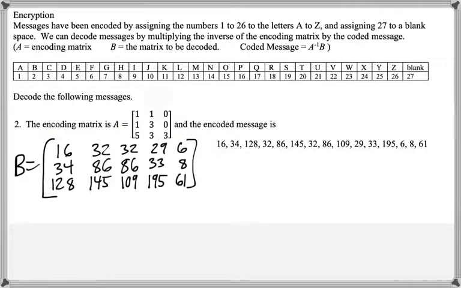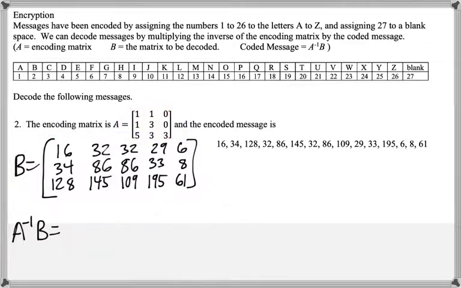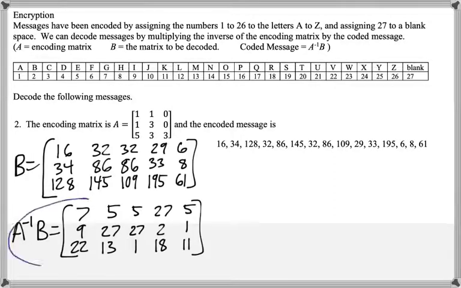And then to decode the message, we need to calculate A inverse times B. So type this into matrix A on your calculator, this into matrix B on the calculator, and then type in A inverse times B. So this is what we should get, and these numbers are going to correspond to the letters of our message.